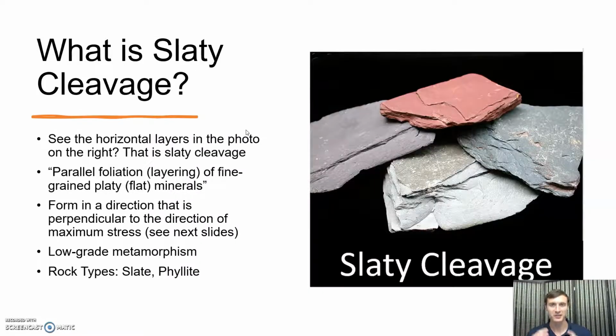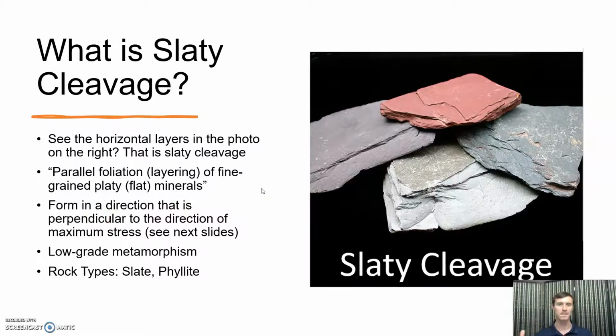So our first texture is slaty cleavage. This is one particular type of foliation, and this is what it looks like. When you look at all these different rocks, you can see that it's formed in these thin parallel layers, right? And these layers don't form randomly. They form in a direction that is perpendicular to the maximum stress.